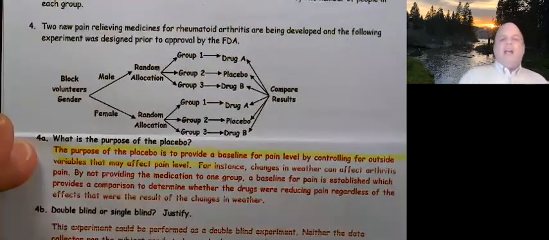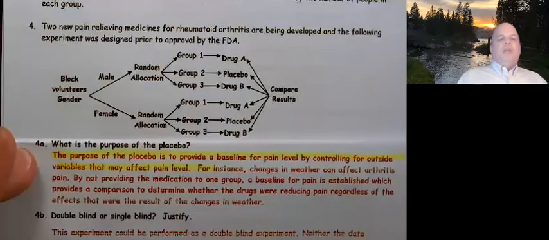The part that's highlighted is important. That's what you need to have. The purpose of the placebo is to provide a baseline for what? For pain level by controlling for outside variables. Or you can say it provides a baseline to determine whether or not the drugs are working. If you want to make it really simple, it provides a baseline to control for outside variables so that we'll know if the drugs are actually working. Just to provide a baseline. I can't say that word enough.